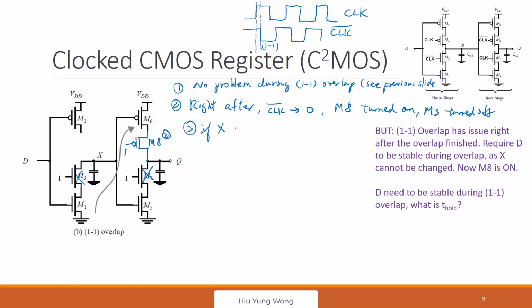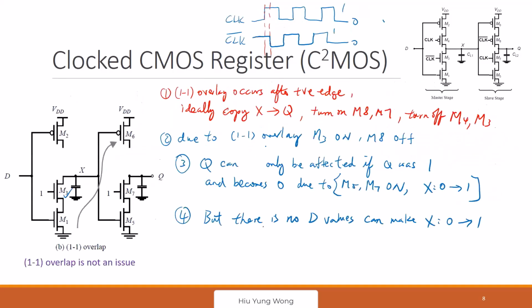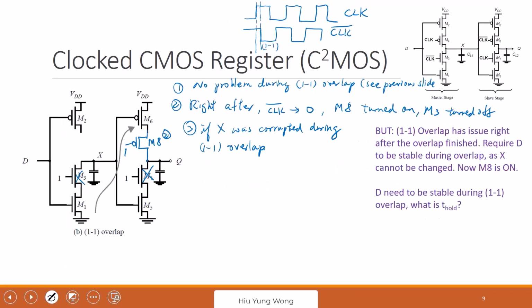But the problem is this. If X was corrupted during 1-1 overlap, right? Remember that this is during 1-1 overlap. We say that, yeah, you can corrupt my X from 1 to 0. Okay, I don't care because this is not going to affect me. You go to 0, my Q is still okay. But if X was 1 and it becomes 0 during the overlap, right? This is very important. It's during the overlap.